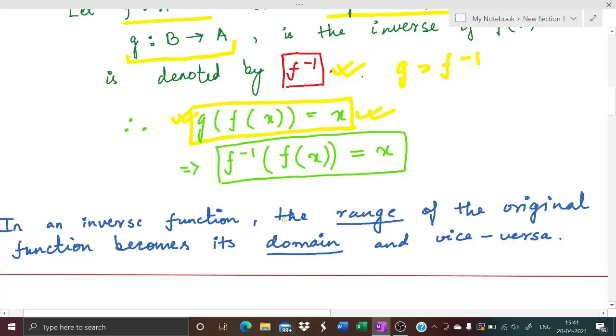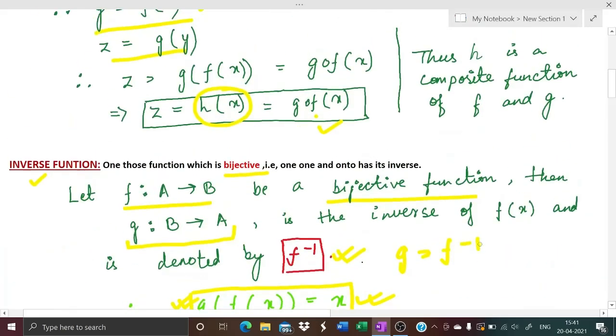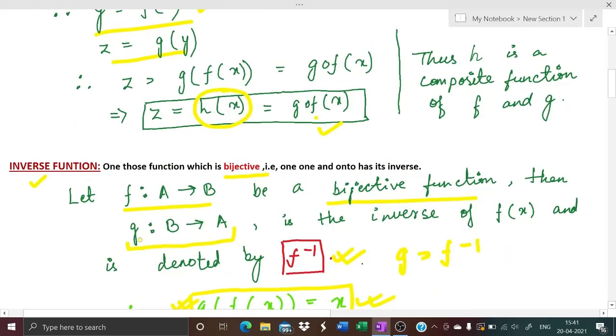One more thing: in an inverse function, the range of the original function becomes the domain and vice versa. That means you can see from here that for g of x, the range of f becomes the domain, and the domain of the function f becomes the range of the function g. So it is vice versa.